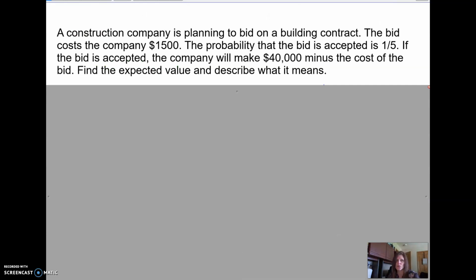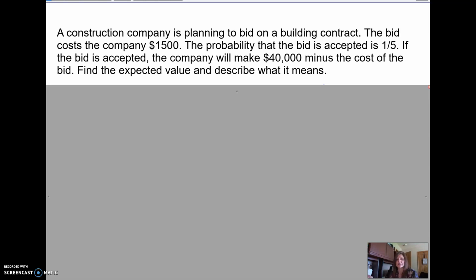Here's another example. This is a more business-oriented example. A construction company is planning to bid on a contract. The bid costs the company $1,500. So in some cases, you actually have to pay money to get a chance to bid on a job. The probability that the bid is accepted is 1/5, 20%, not too bad. If the bid is accepted, the company makes $40,000. So yeah, they had to spend a little money, but they could earn potentially a whole bunch more.